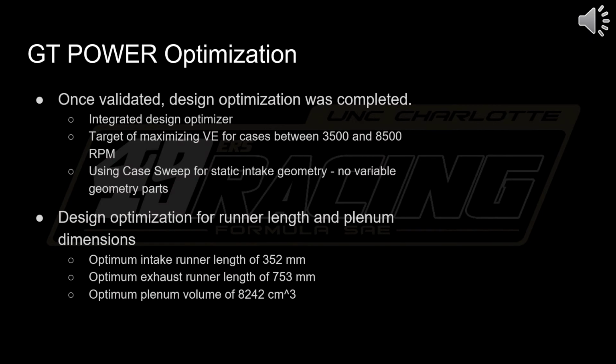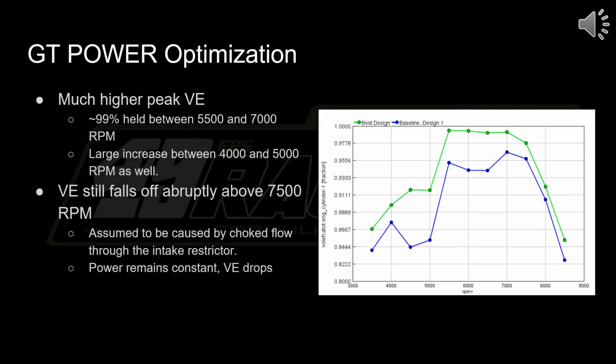Once we had validated our simulation, we used the design optimization feature in GT-Power to achieve our target of maximizing volumetric efficiency between 3,500 and 8,500 RPM. Throughout the GT-Power optimization, we were able to achieve a much higher peak volumetric efficiency and higher volumetric efficiency across the board. We achieved approximately 99% between 5,500 RPM and 7,000 RPM, although it still decreased abruptly after 7,500 RPM due to choked flow through the intake restrictor.